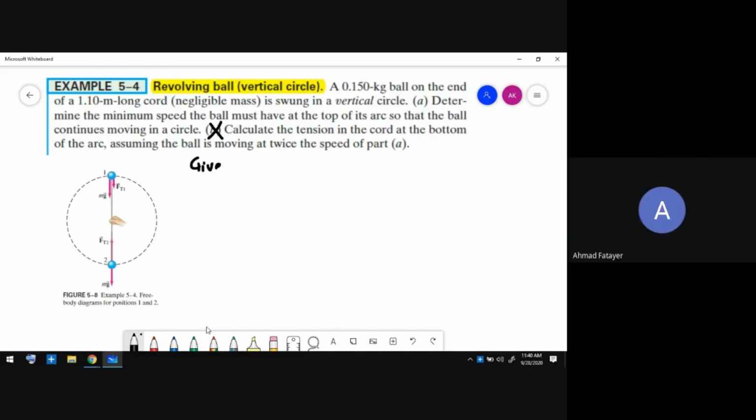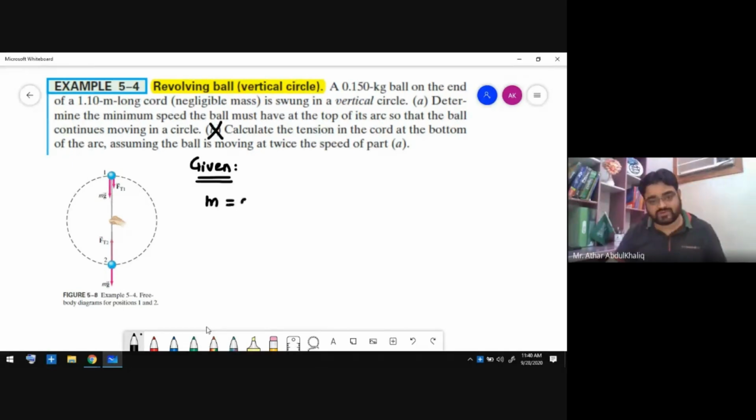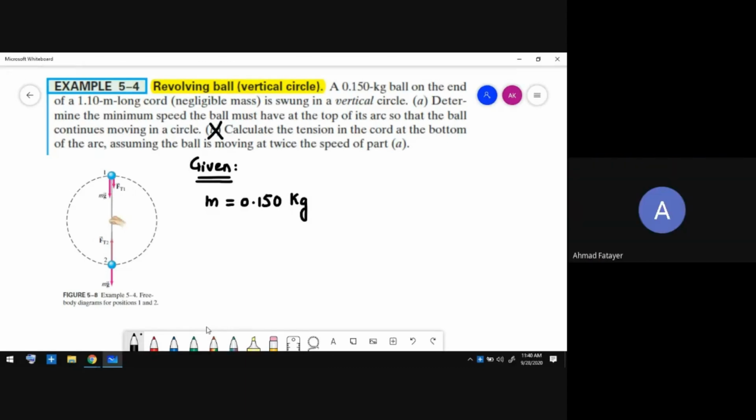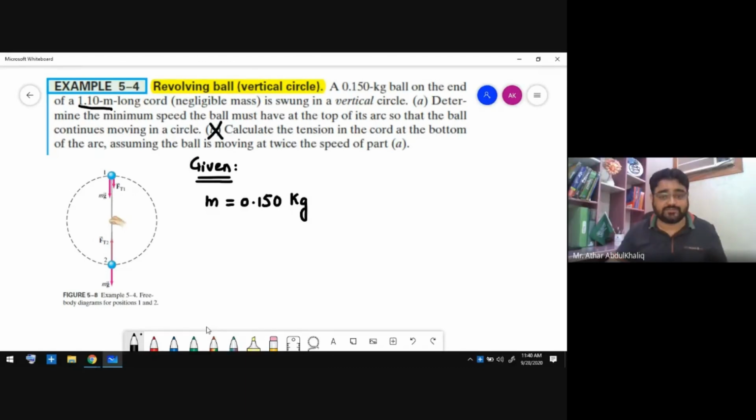No, mass of the ball is the first thing. 0.150. Okay, this is mass of the ball. What else is given? Radius. Yes, radius of the circle. Second thing is radius 1.10 meter.